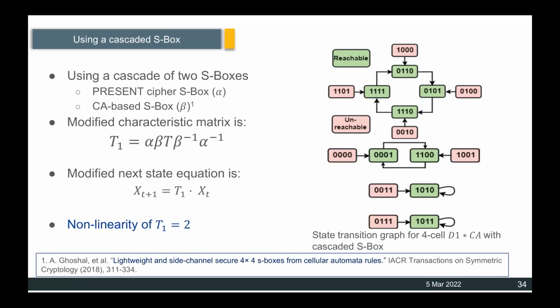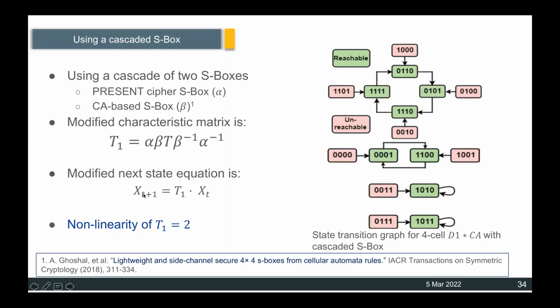Now if we apply this to this structure, imagine that you take a CA-based S-box and I call it beta, and you take another S-box from a very popular cipher called PRESENT, and you consider a conjunction of them, alpha and beta. Remember that alpha and beta are invertible, and therefore the inverse of this can be realized as beta inverse and alpha inverse, and you put the transition T or your CA structure and sandwich it between these two nonlinear structures.